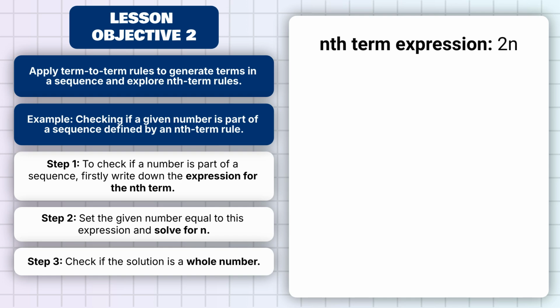Example: linear sequence with nth term 2n. Is the number 26 part of the sequence represented by nth term 2n? Set 2n equal to 26. Solve for n. n equals 26 divided by 2, which equals 13. Since 13 is a whole number, 26 is indeed a term in this sequence.